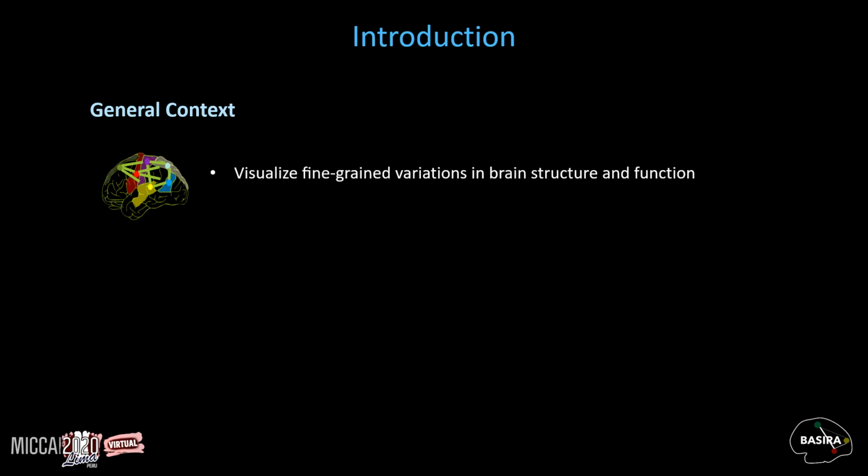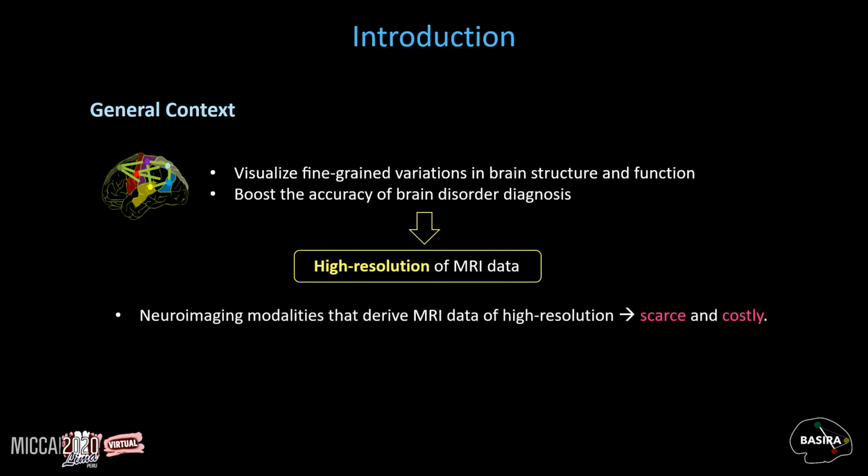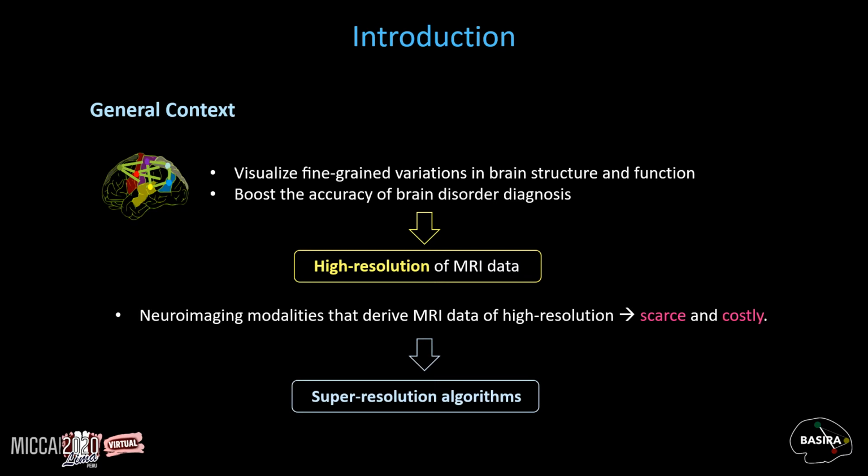To visualize fine-grained variations in brain structure and function, or boost the accuracy of brain disorder diagnosis, high spatial resolution of MRI data is essential. However, neuroimaging modalities that derive MRI data of high resolution are scarce and costly. Clearly, there is a need for super-resolution algorithms to generate high-resolution MRI data from low-resolution data.